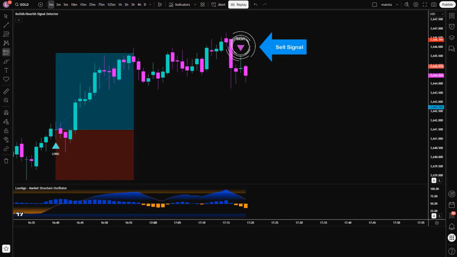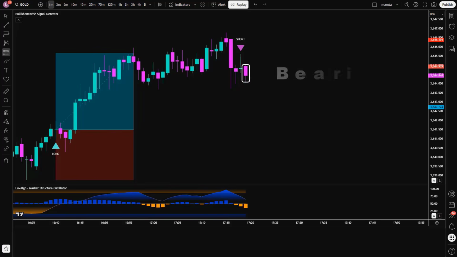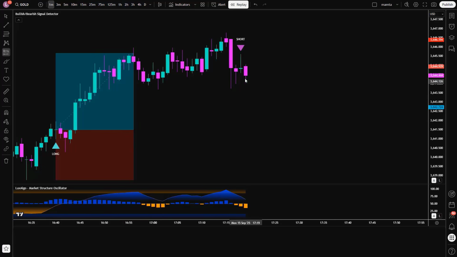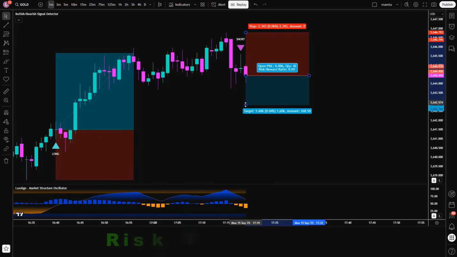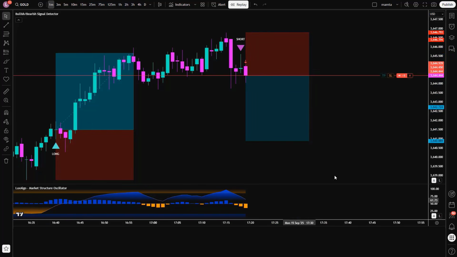Here the uptrend bullish bearish signal indicator gives us a sell signal. Here the market structure oscillator indicator shows yellow color columns. Here the market forms a bearish candle. So all our conditions are fulfilled, then we will place a sell order. Our stop loss is the previous high of the market, and the risk to reward ratio will be 1:1.5.